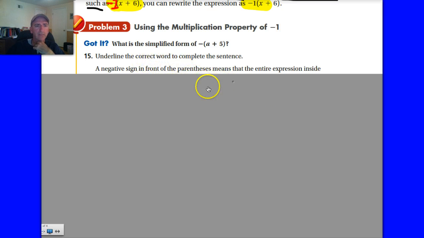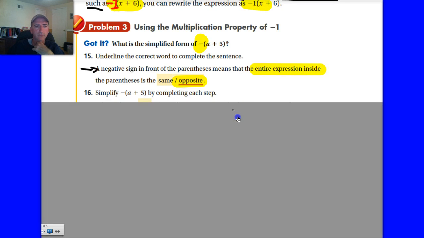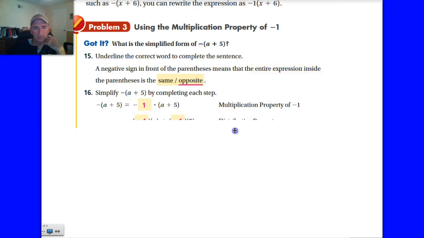It says, underline the correct word to complete the sentence. A negative sign in front of the parenthesis means that the entire expression inside the parentheses is the opposite. Okay? So the negative sign in front means that the entire expression inside is the opposite. Here's what's happening. Number 16 is trying to explain that point. Here's the negative parenthesis a plus 5. Here they put in the -1. You'll want to do that on your paper. You want to write that down. That's the multiplication property of -1. We saw that on the first page.